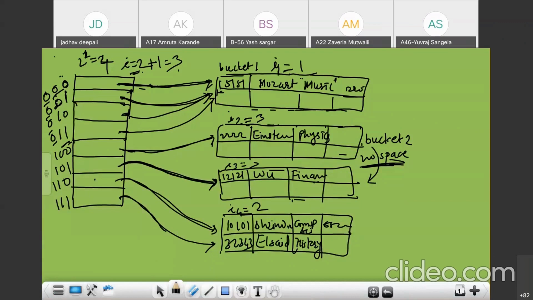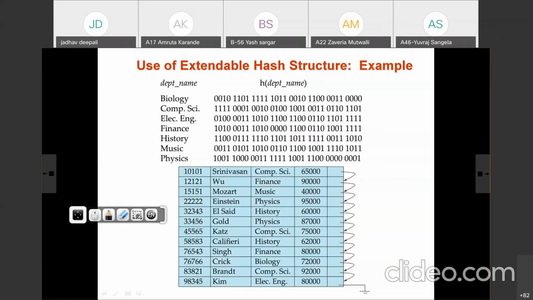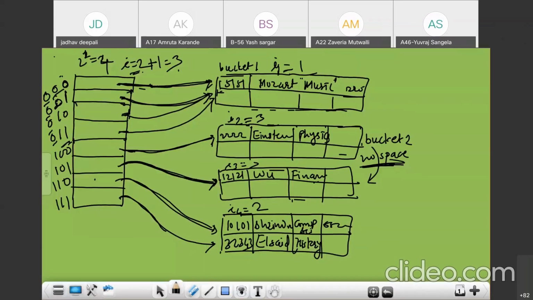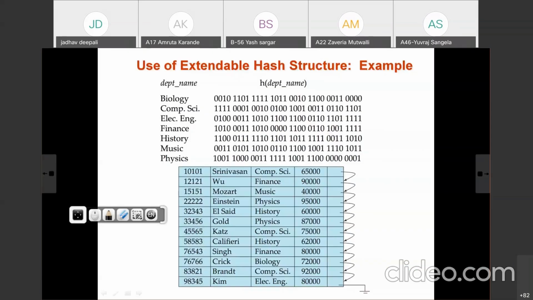Now the next one, after history, physics. What are the first 3 bits of physics? 100. Follow the pointer, 100. Is there space? Yes. Physics. What is the name of that person? Gold, with physics.